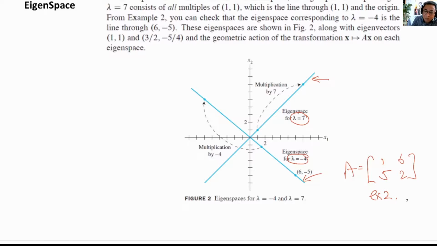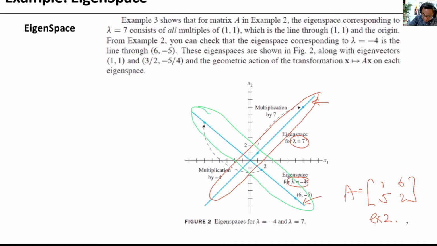But in addition to saying the eigenspace of A, we are actually very specific. We want to say the eigenspace corresponding to which lambda. So this line corresponds to the eigenvalue lambda equals 7. The other line, the green line, corresponds to lambda equals -4.